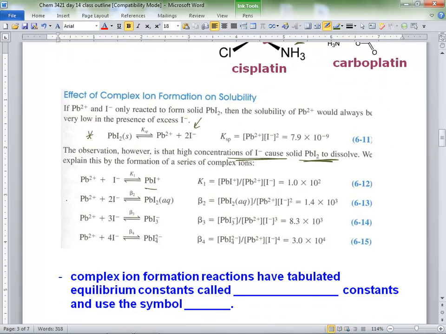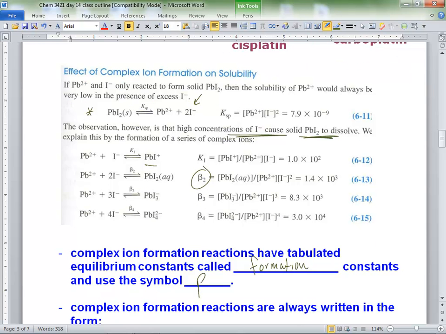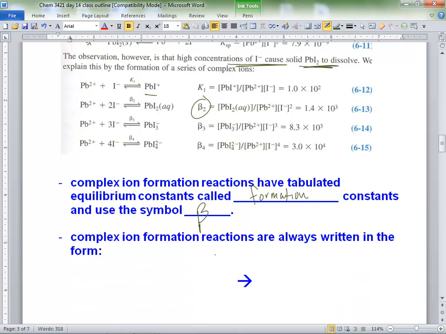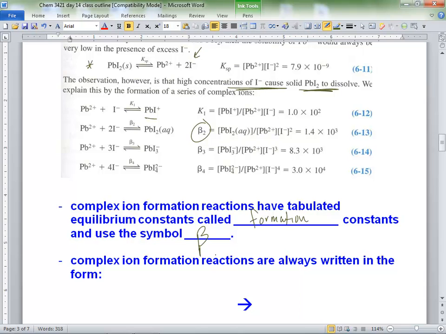So complex ion formation reactions have tabulated equilibrium constants called, starts with an F, formation constants. And use the symbol, what is that? Is that beta? I think that's beta. There should be some Greeks in here that would know that stuff. Complex ion formation, you know, for those fraternity guys.